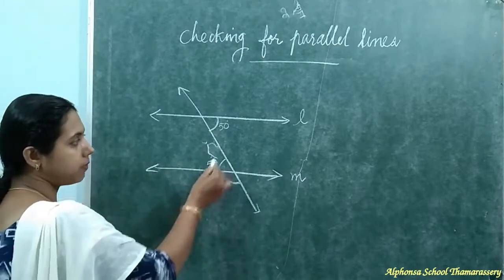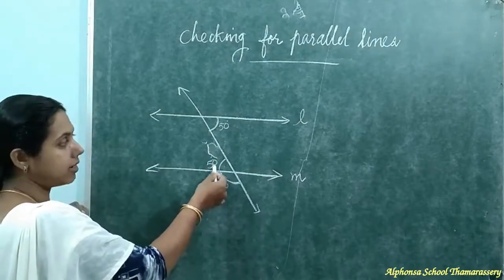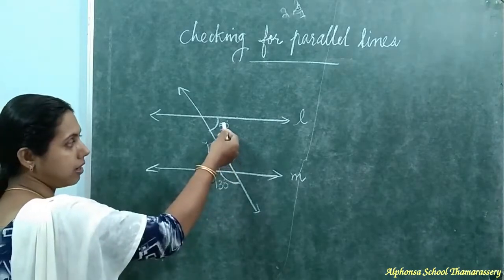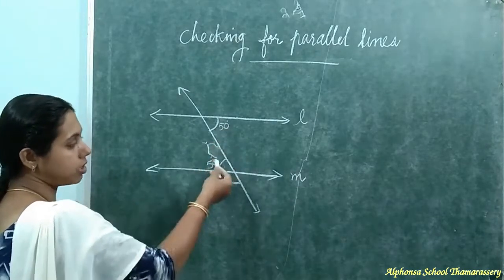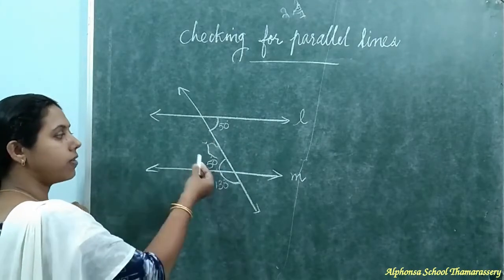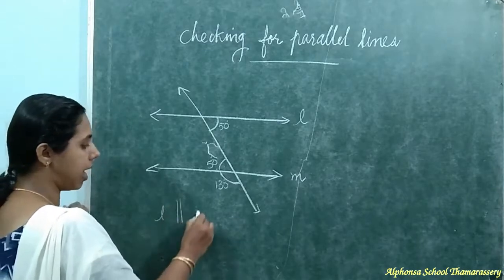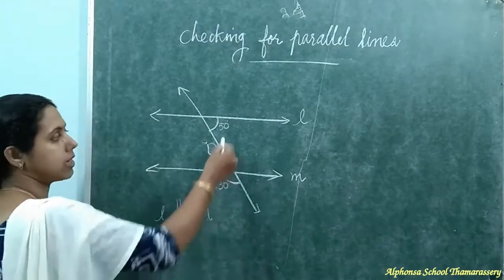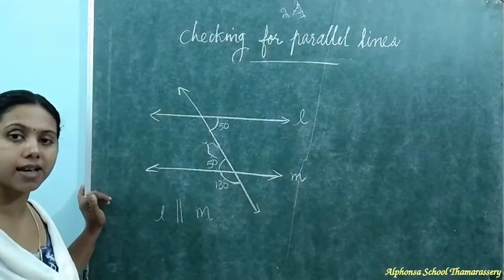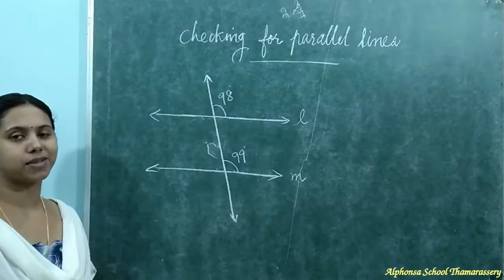Now look at here. These two angles are alternate angles. Now we got the measurements. They are equal. Each pair of alternate angles are equal here. So we can say that line L is parallel to line M because its pair of alternate interior angles are equal. See the next question.